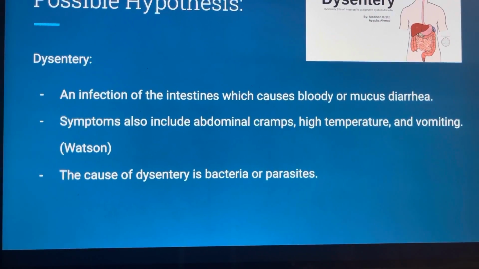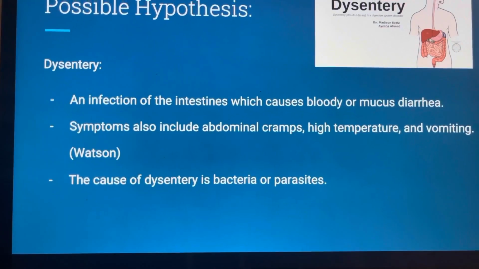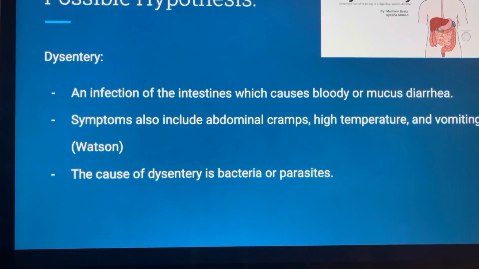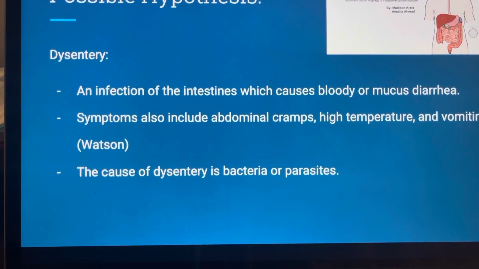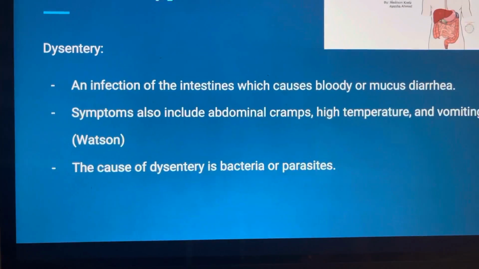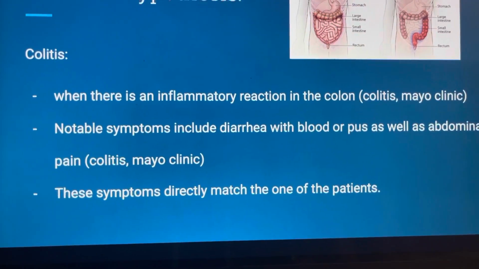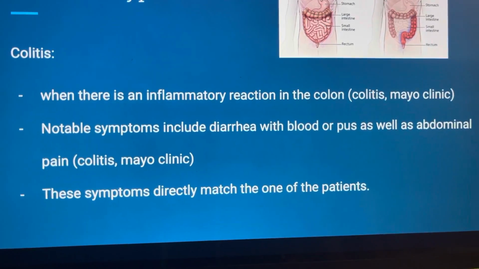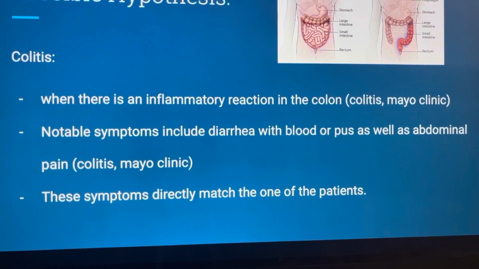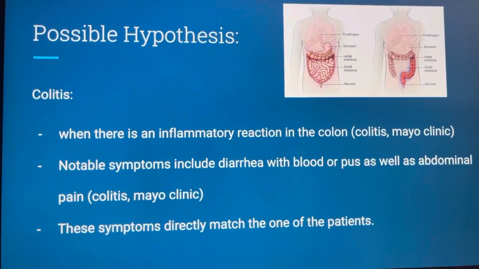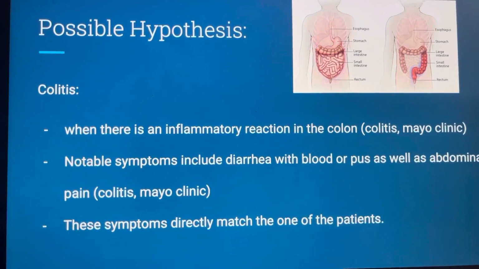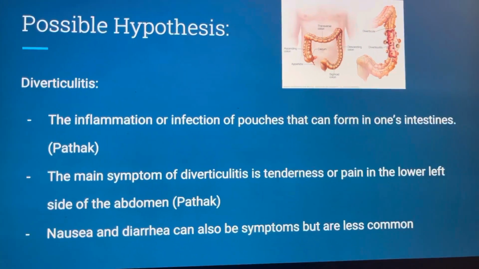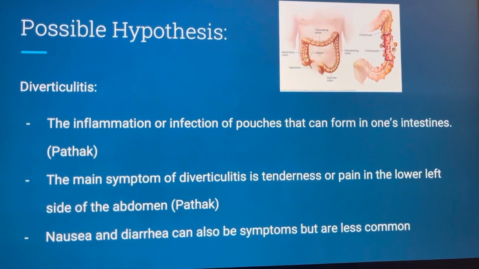I have three possible hypotheses that I came up with after doing research. The first one is dysentery, which is an infection of the intestines, which causes bloody or mucus diarrhea. And those are the symptoms listed below. Next is colitis, and that is when there is an inflammatory reaction in the colon. And those are the notable symptoms. This is the one that I found connected to the patient's symptoms the most. They were almost identical.